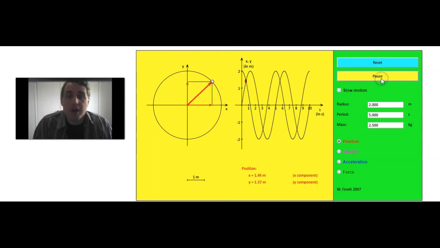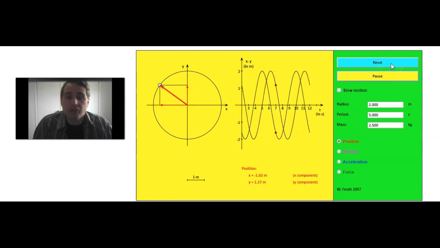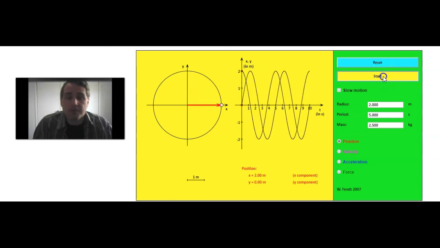So here's what we mean by uniform circular motion. Okay. And what I'm going to do is change the period. I'm going to make the period in some sense smaller. So I'm going to make this a shorter period. Now period is the time it takes for one rotation. Previously it was taking 5 seconds to make one rotation. Now it's only going to be 2 seconds.